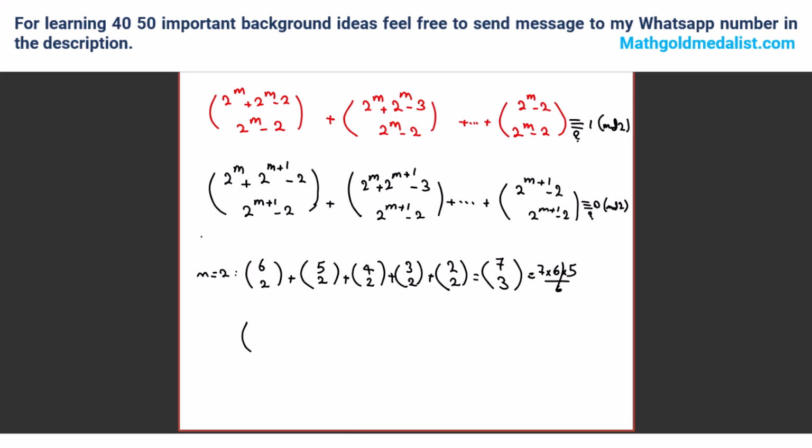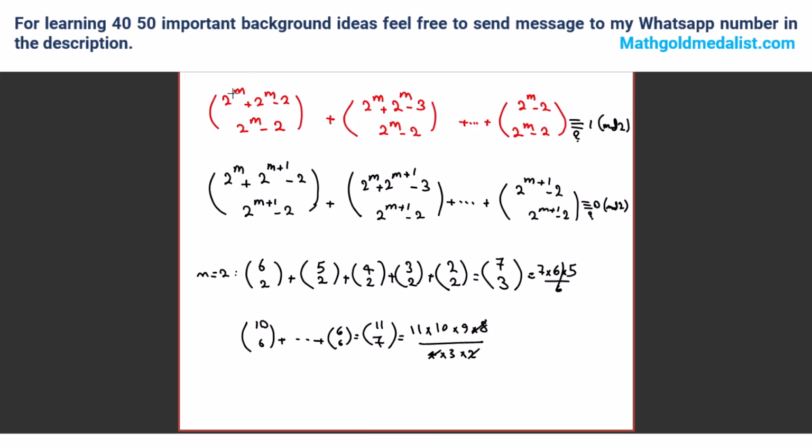10 choose 6 plus 9 choose 6 plus 8 choose 6 plus 10. Which is 11 choose 7. It should be even, right? Which is obviously even, right? Because 10 is even.